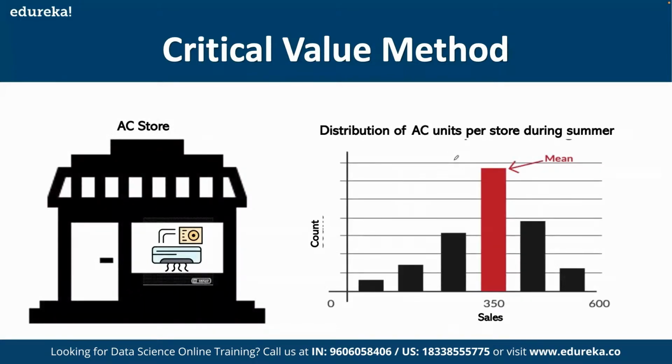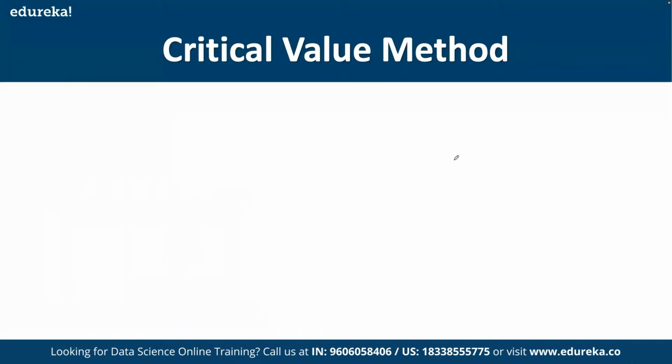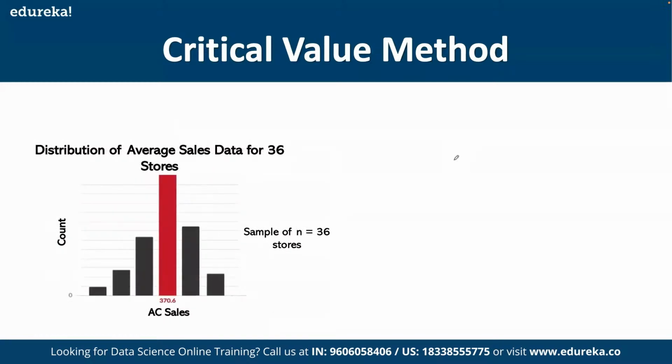Now, let's take up an example. Here, we have an AC store, and this data describes the distribution of AC units per store during the summer. This is the information that we have got, that is, the distribution of AC units per store during the summer. In this scenario, let's say we've got a sample of 36 stores.